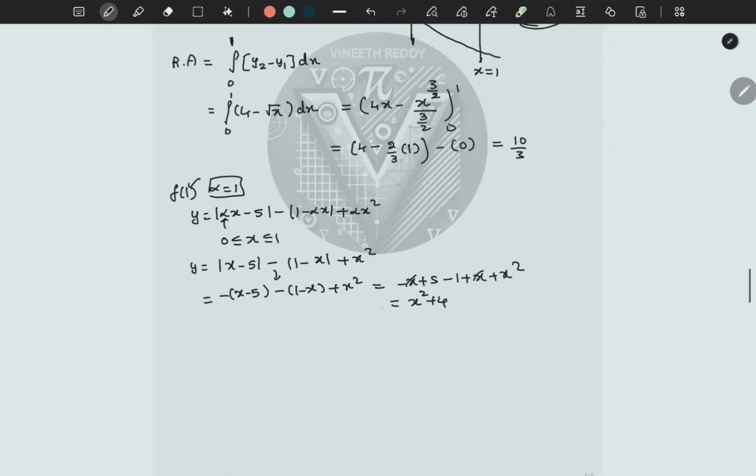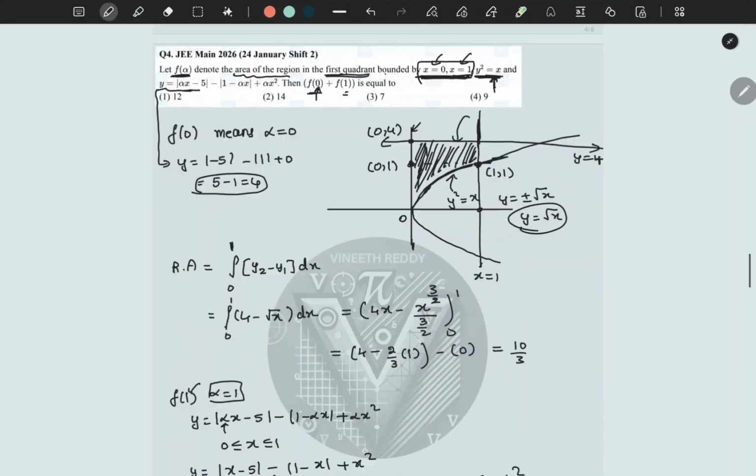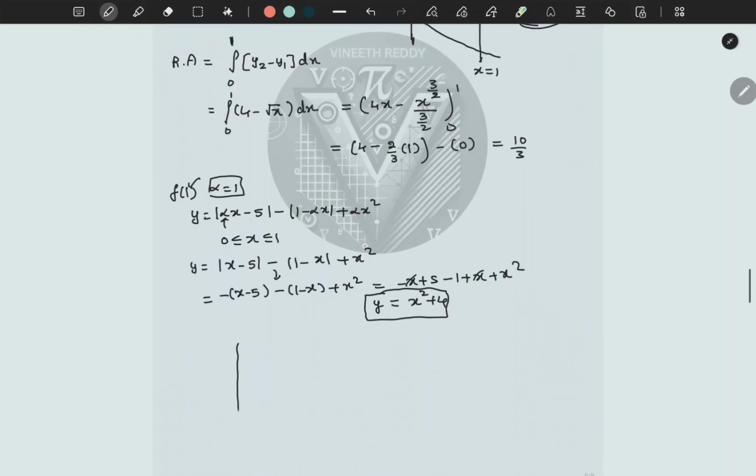I hope you are clear with this. That means this is the other parabola, y is equal to x square plus 4, right? I hope you are clear with this. Now let us try to draw the region, draw the parabola. So this is the first parabola in this region. We have already drawn it. This is y is equal to root x, and this point should be 1 comma 1. Now this parabola will be a vertical parabola, symmetrical with respect to the y-axis, and when x is equal to 0, y will be equal to 4, and this will be an upward facing parabola, something like this, right?